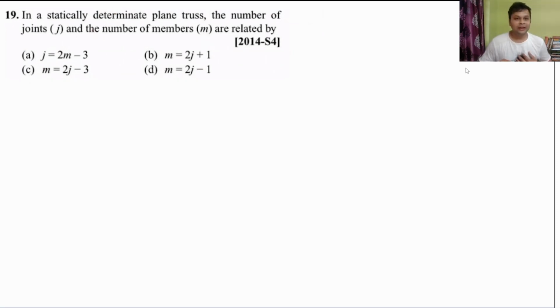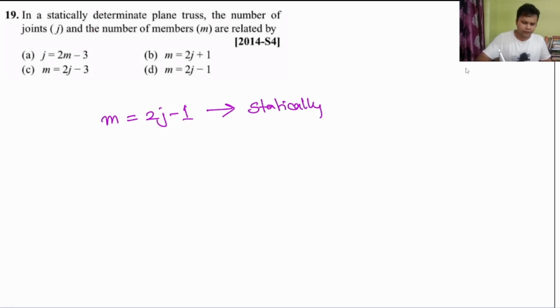In a statically determinate plane truss, the number of joints and the number of members are related by which equation? There are three equations. m is equal to 2j minus 3, sorry, this is statically determinate. It is also known as perfect, and many times called stable.